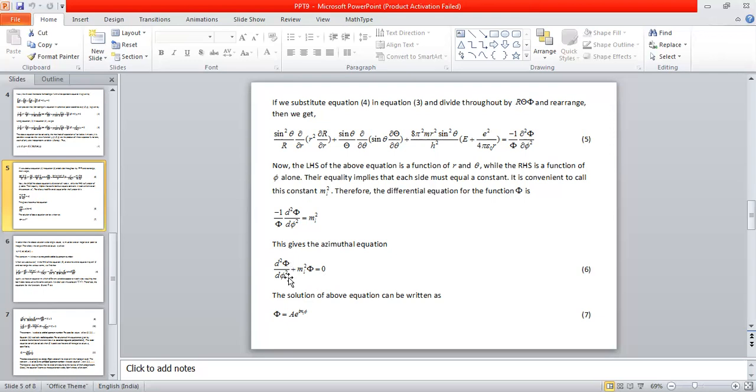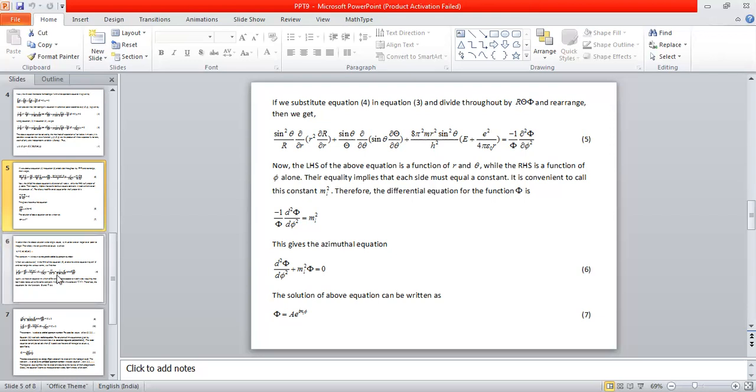So we have the differential equation of this form: d square phi divided by d phi square plus ml square phi is equal to 0, where ml is right now called a constant. That is called equation 6, and equation 6 is what we call the azimuthal equation. This is a simple linear second order differential equation, and the solution of this equation is given by capital phi is equal to A, where A is some constant, times exponential e power i ml phi. This is a standard solution of equation 6.